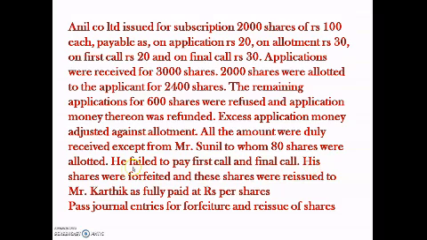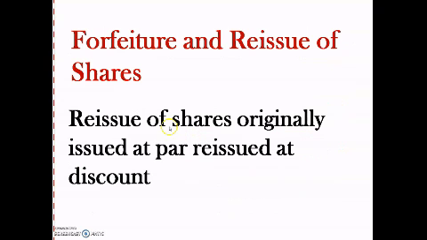His shares were forfeited. The company decided to forfeit Mr. Sunil's shares. According to that, his shares were forfeited and these shares were reissued to Mr. Karthik as fully paid at rupees 80 per share. Pass the journal entries for forfeiture and reissue of shares. This question is based on reissue of shares originally issued at par and reissued at discount.